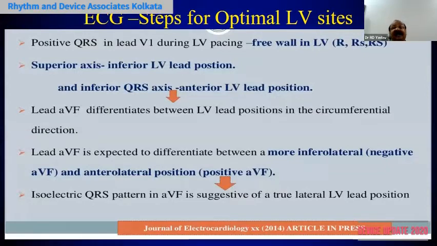Now ECG, how will you know where my lead is after seeing the ECG? If there is a positive QRS in lead V1 during LV pacing, that means the lead is in the free wall of the LV. So if the lead is there, it will be either a pure R, big R, small r, or RS complex. Now you have to know whether the axis is superior or inferior. If the axis is superior, it means the lead is in an inferior position. If the axis is inferior, that means an anterior lead position or a more basal lead position.